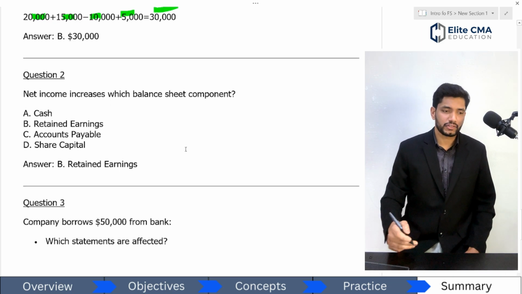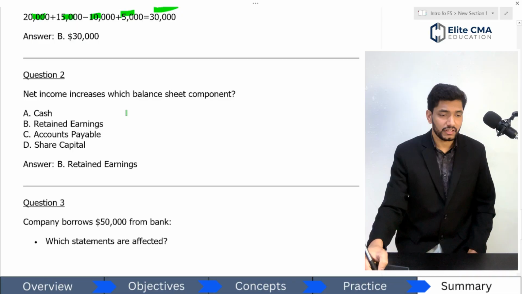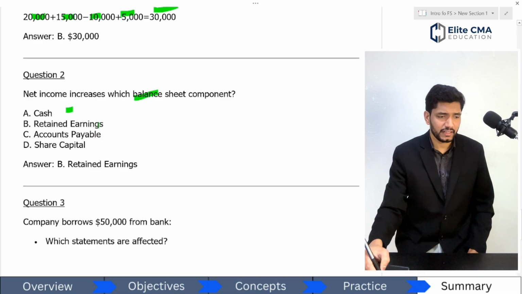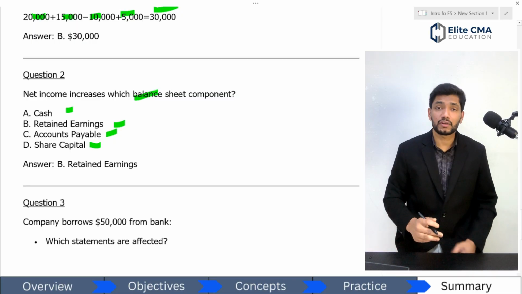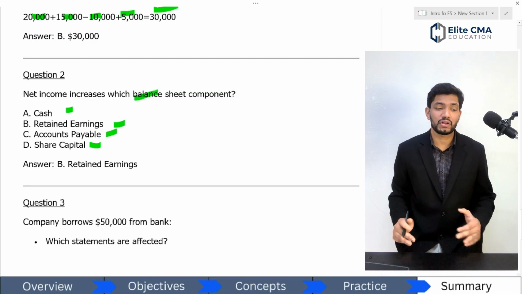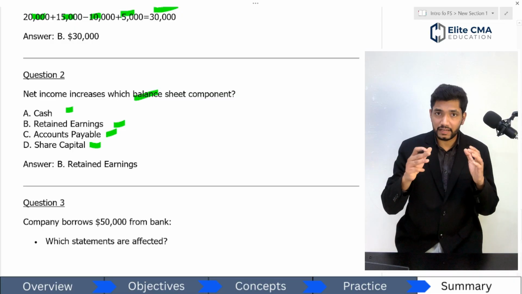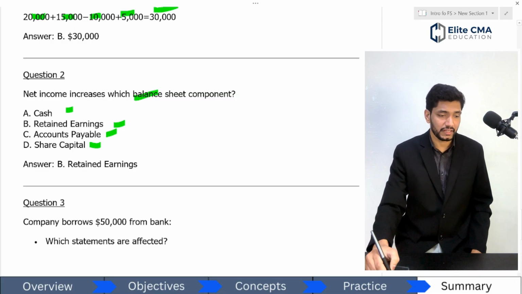Let's move to the second question. A net income increase affects which balance sheet component? Cash, retained earnings, accounts payable or share capital. So it is retained earnings. If net income increases, it will automatically increase the retained earnings in the balance sheet.